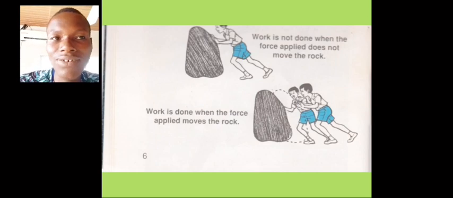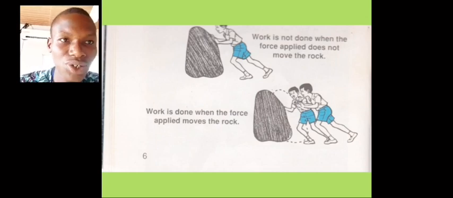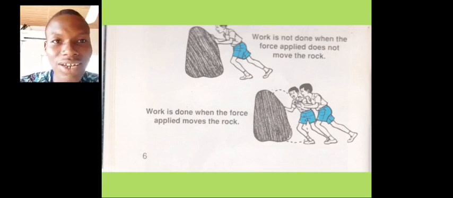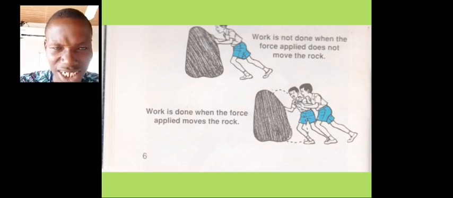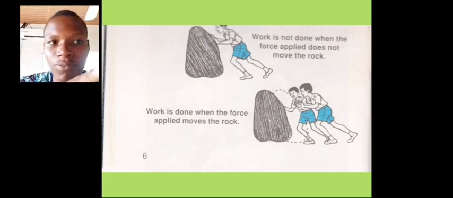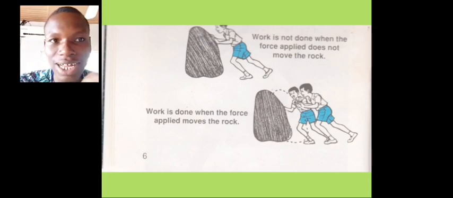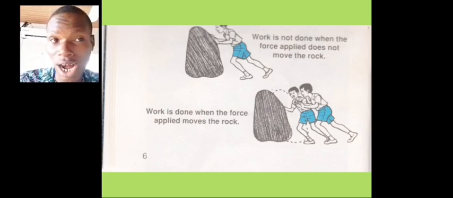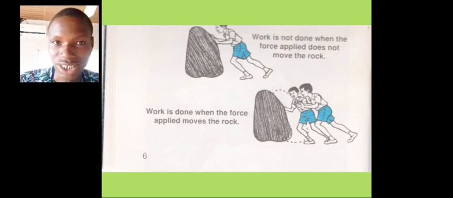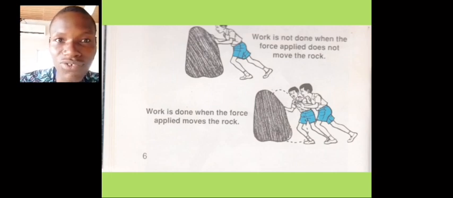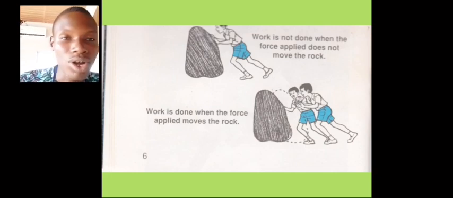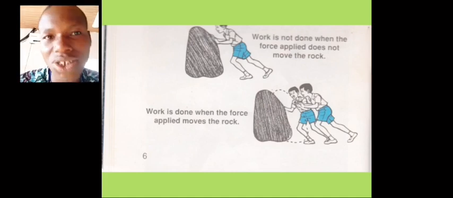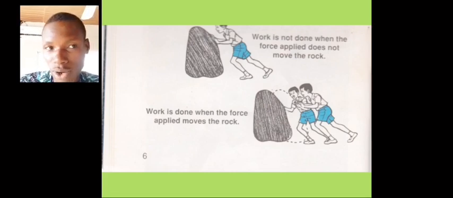Now, we have a diagram here. In the first picture, there's a young man trying with so much effort to push a rock. But you see that the rock is not moving. So even if the guy is dissipating energy, he has done no work. Why? He's applying force? Yes. Is the body moved through any distance? No. So the work done there will be zero, because the distance moved is zero.